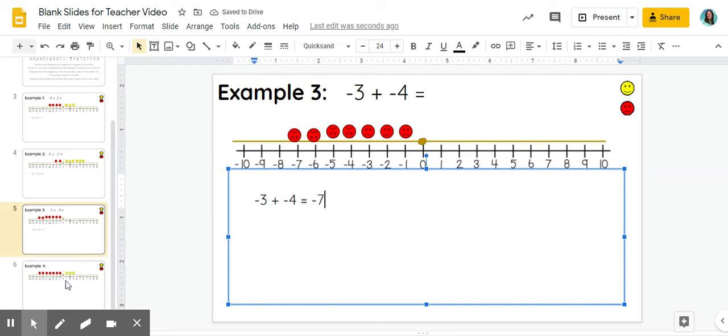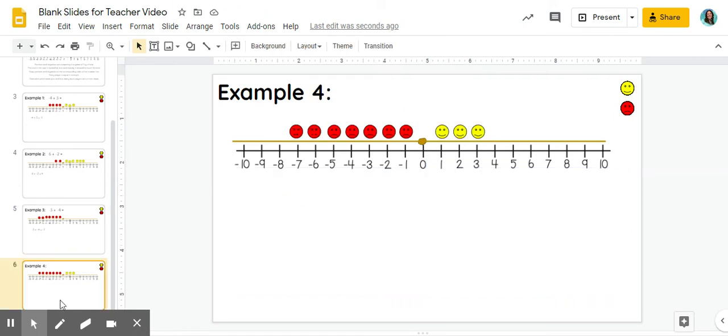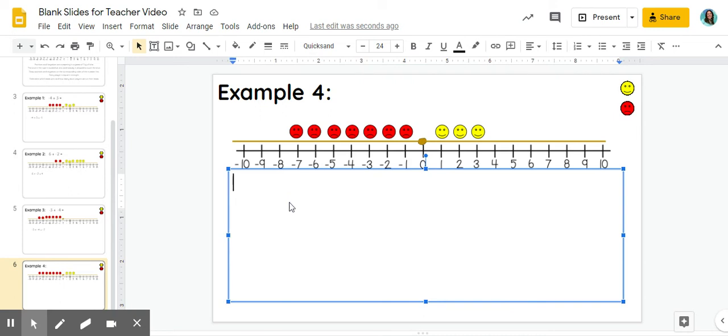Let's try this in reverse. We're given the picture and we're going to write the equation. On the negative team, we have 1, 2, 3, 4, 5, 6, 7 players. And on the positive team, we have 1, 2, 3 players. So this is the equation that matches the picture.